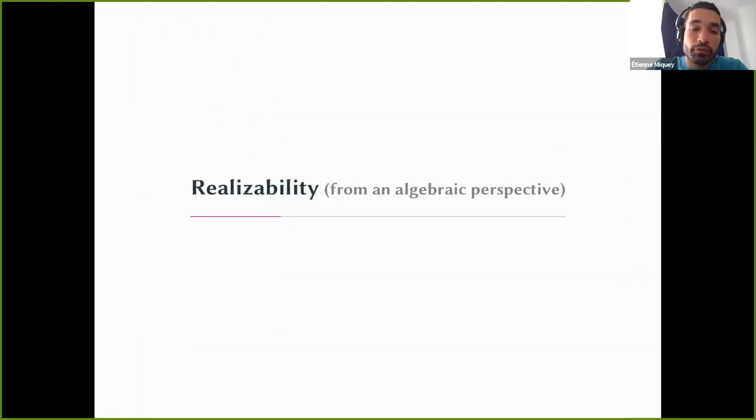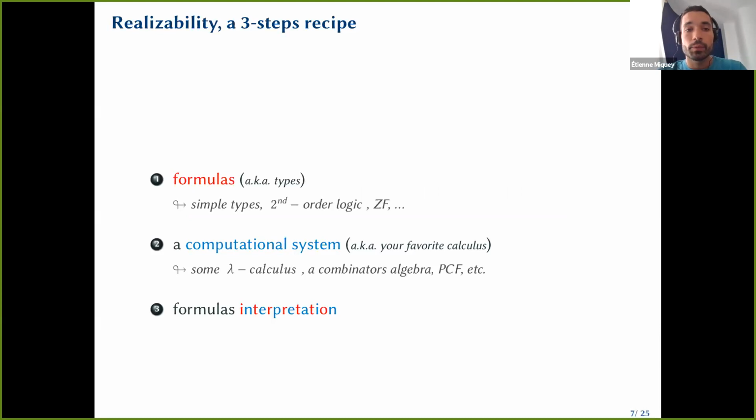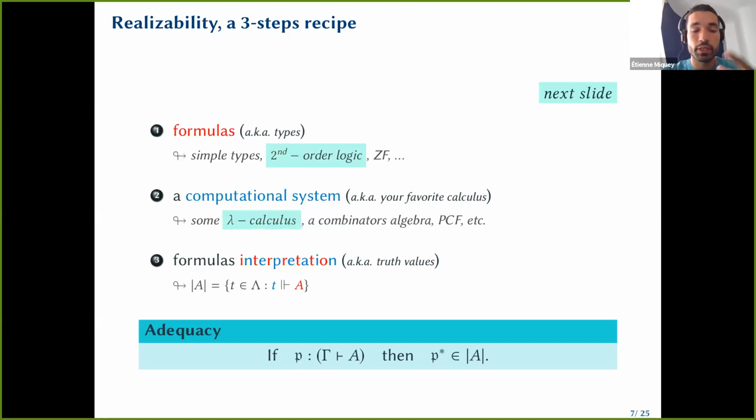So to give a bit more detail on how usual realizability interpretations are defined and how they are regarded algebraically, it's usually a three-step recipe. We have the formulas, the computational system, and then the interpretation connecting both. The result that says the interpretation is correct is usually called the adequacy lemma or adequacy theorem, which says that out of a proof of a formula, so a proof in the logical system, you can extract a realizer, that is a term in the computational system, which is indeed a realizer of the corresponding formula.